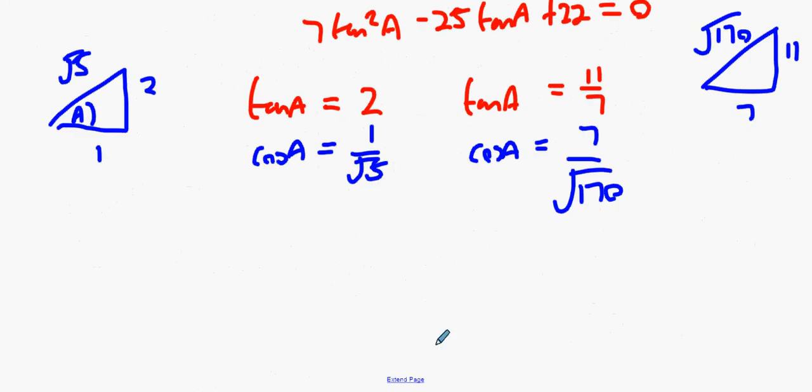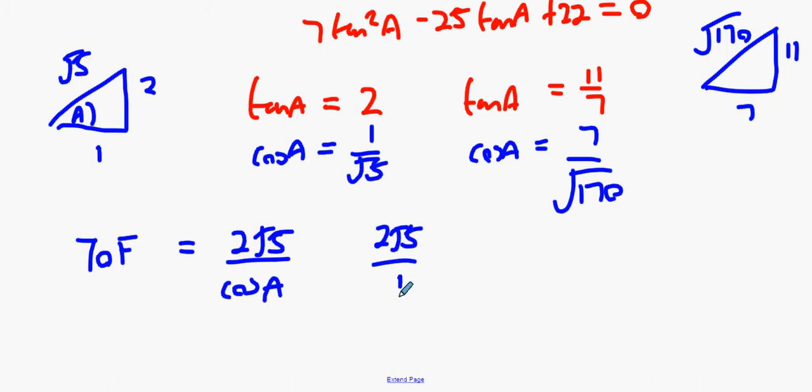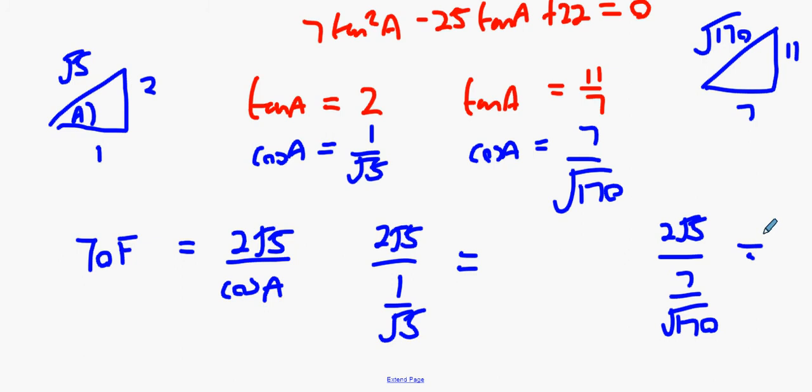So time of flight in each case is 2 root 5 over cos A. So that means one of them will be 2 root 5 over 1 divided by root 5, and the other one will be 2 root 5 divided by 7 over root 170. Do you have the answer for the two of them? 10 seconds. 10 seconds and? 8.33 recurring, yeah, no bother. So 10 seconds is your first answer for the time of flight, and 8.33 is your second answer.